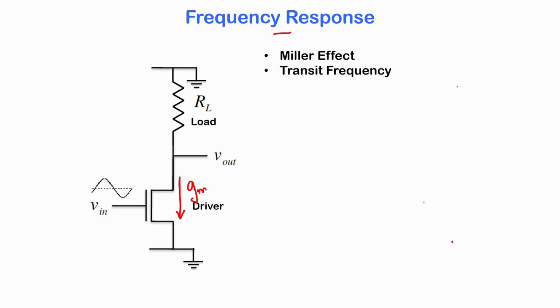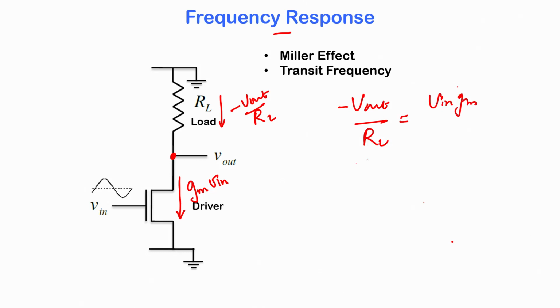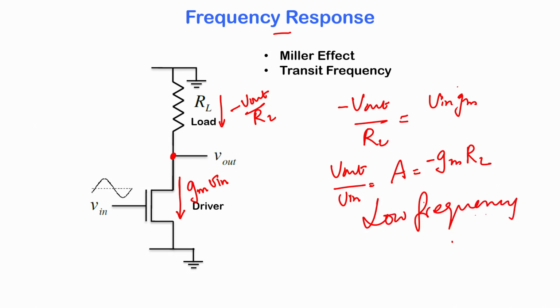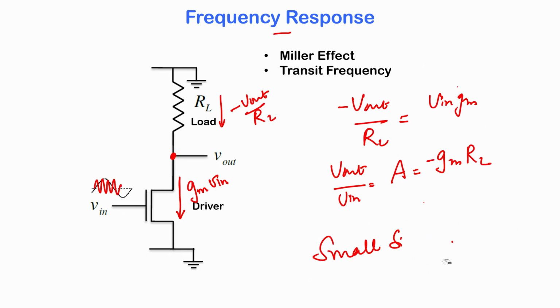You all know how to use channel length modulation. So, the current through this is Gm into Vin, and the current through that is minus Vout by RL, and therefore, by equating these two currents at this node, we have minus Vout by RL is equal to Vin into Gm, and therefore, Vout by Vin is equal to the gain and is equal to minus Gm into RL, and this gain is the low frequency small signal voltage gain of the amplifier. Okay. Now, what happens when the frequency starts getting larger? Okay. Now, a key concern is to do with the pole.